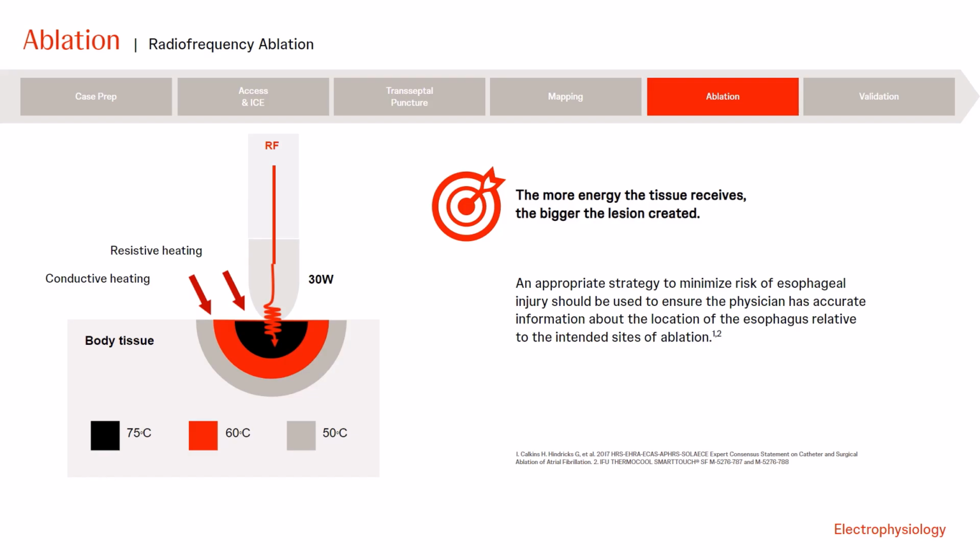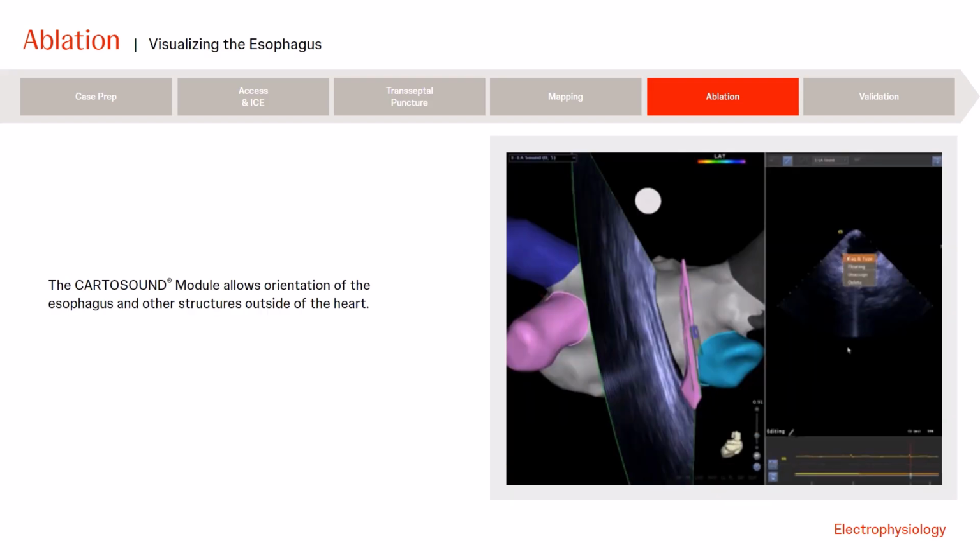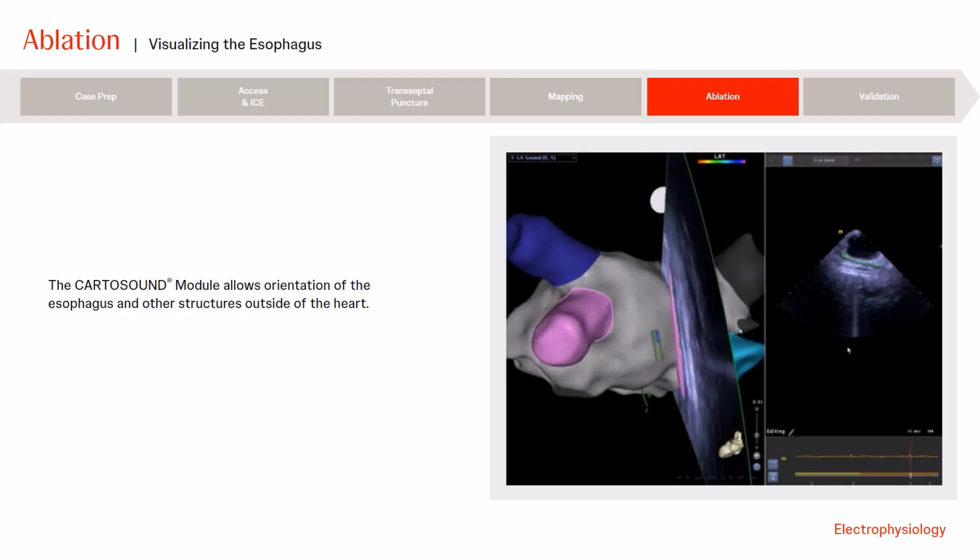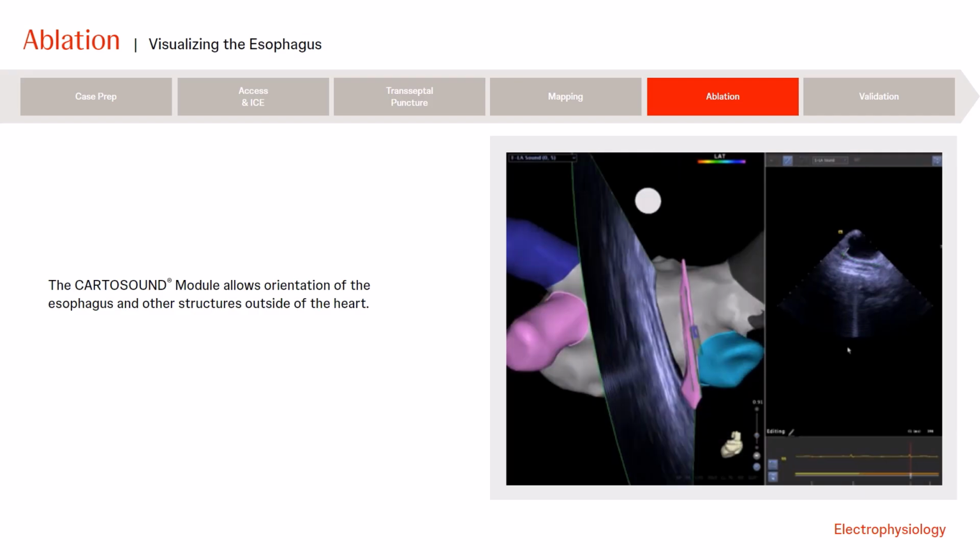One strategy to identify the location of the esophagus is to use the CardoSound module relative to where radiofrequency energy is being applied in the left atrium. Watch this video for an example of the CardoSound module.